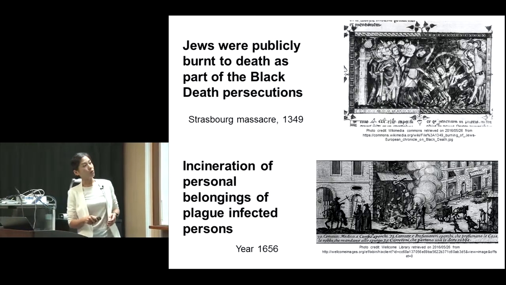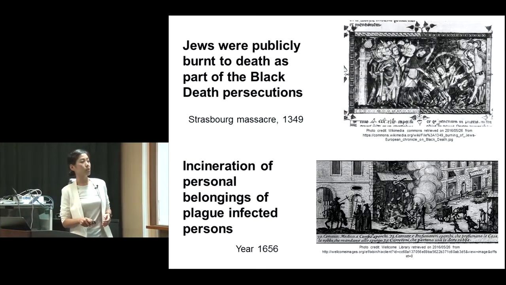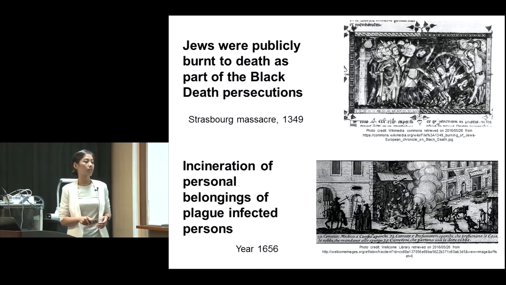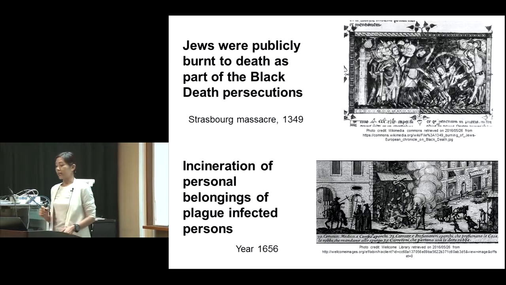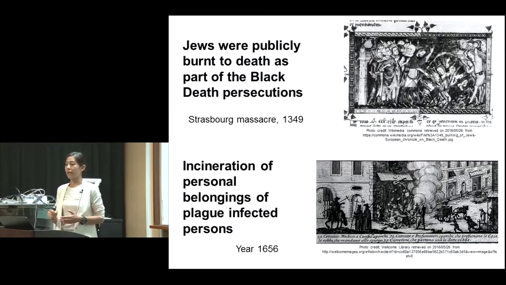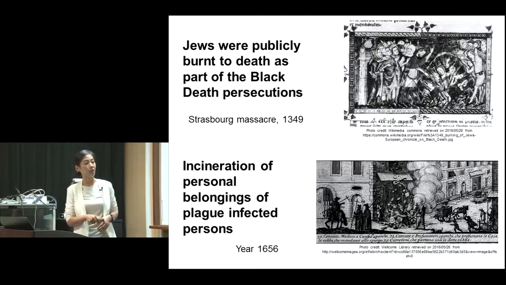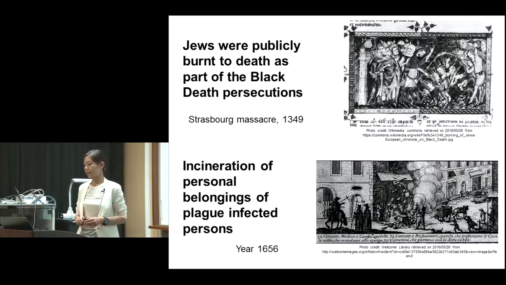Also, the photo here shows the incineration of personal belongings of plague-infected persons, which was another measure against plague: to burn personal belongings. Bonfires and smoking urns were also believed to prevent the miasmatic plague during those times of plague outbreak.